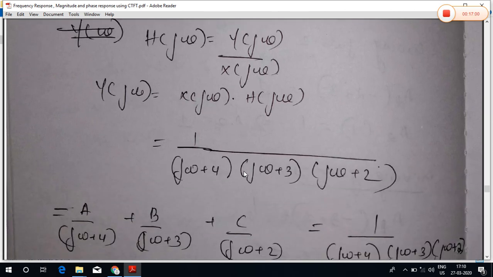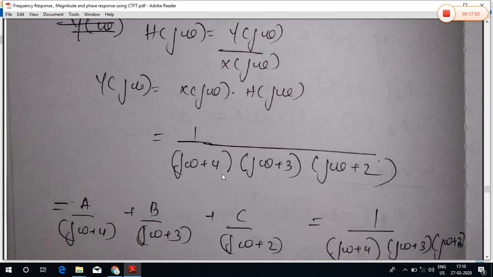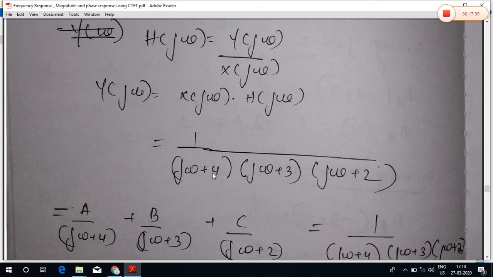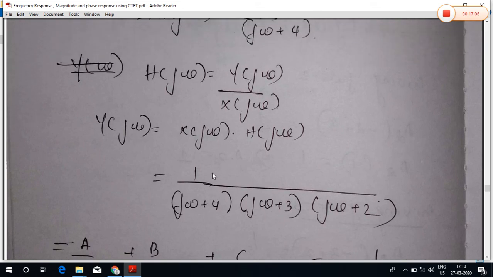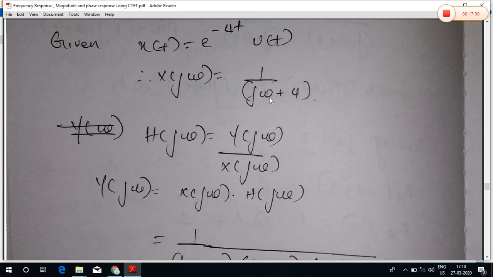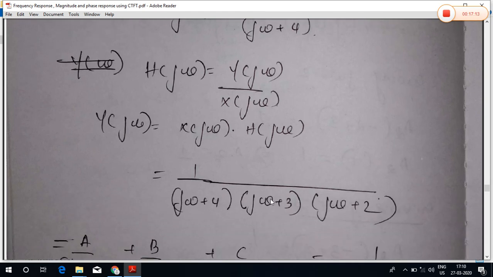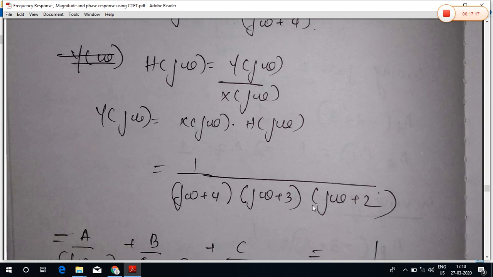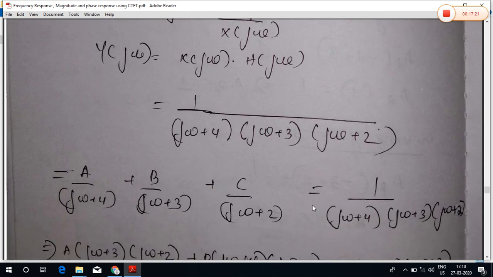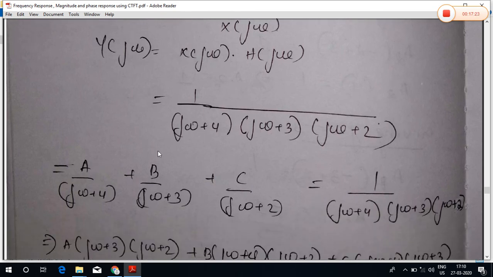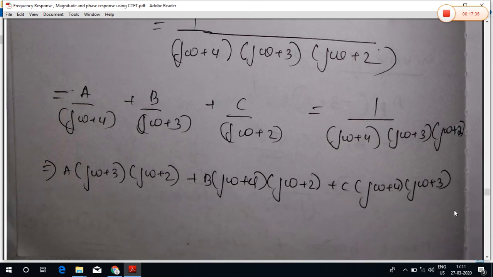So H(jω) we already know. So on multiplying, we'll get it of this form. Because H(jω) is already known, and X(jω) is 1 by (jω plus 4). The other two terms, that is 1 by (jω plus 3)(jω plus 2), actually constitute the H(jω). So here you have got three terms. Hence, we'll do the partial fraction again. So that A by (jω plus 4), B by (jω plus 3) plus C by (jω plus 2). Okay. So that is being equated to this particular RHS, that is 1 by (jω plus 4)(jω plus 3)(jω plus 2). We will solve for A, B and C.